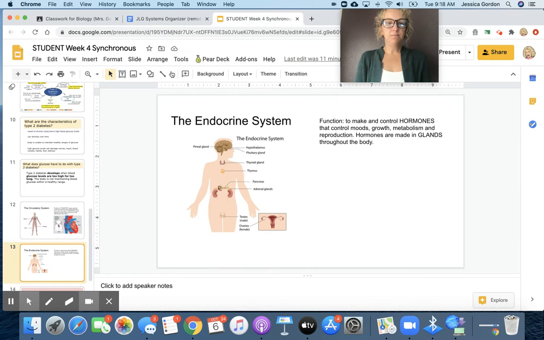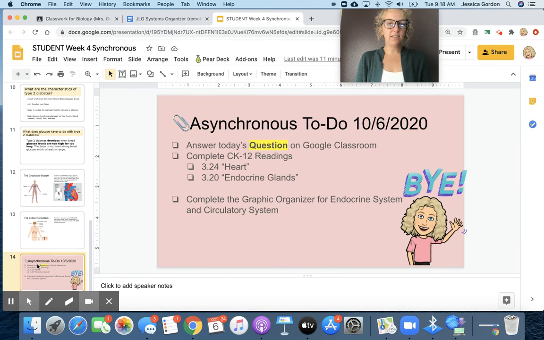Finally, our little exit, our asynchronous to do, here's what we're doing. You again, answering the question on Google Classroom. It's about homeostasis. Complete the 2 CK12 readings about heart and endocrine glands, and then complete the graphic organizer for endocrine system. If you have any late work as well, that would be a great opportunity for you to go back and do anything that you may be missing for this unit. So that would be at this point, the POGL or the evidence-based claim.